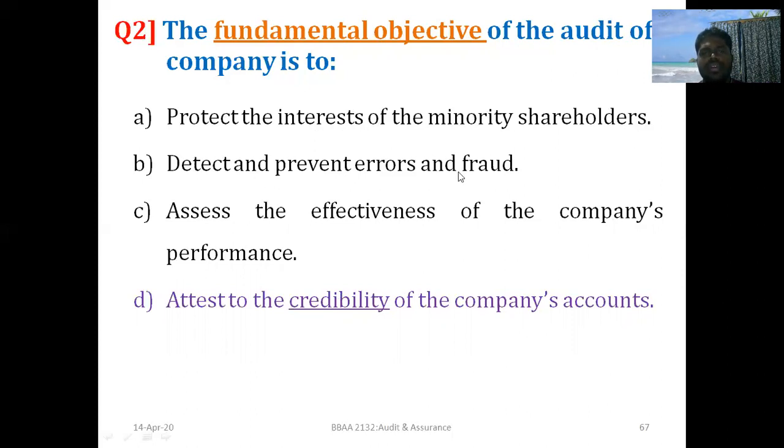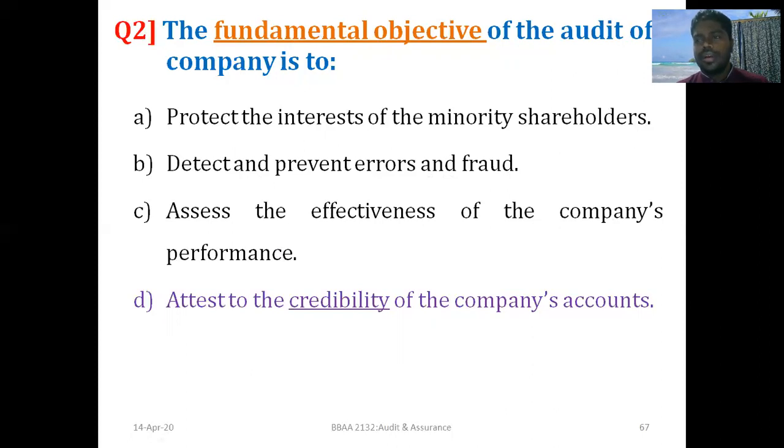Detect and prevent errors and fraud. Yes, this is another confusion, because you can remember that under the secondary or incidental objective, we discussed detecting and preventing errors and fraud. But it is classified under the secondary or incidental objective, not the prime. The question is the fundamental or primary objective of audit. Keep in your mind the primary objective we discussed: provide an opinion on the financial statement information as true and fair. So that's the primary objective.